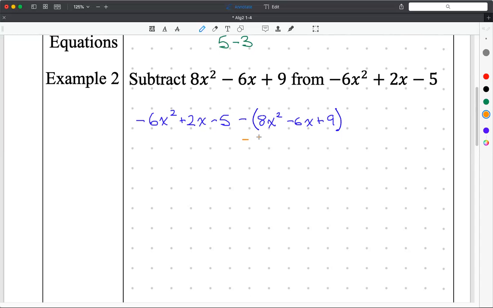Negative. Wait, hold on. You got this. 8x squared. Yep. Plus. Yeah, it switched signs. Good, good. 6x, minus 9. Minus 9. Yeah, you got it. Thank you. So Jessica's done our next step. She has distributed our negative for us. Nothing has happened over on the left. It's kind of dead. Nothing's happened. The negative 6x squared plus 2x minus 5.